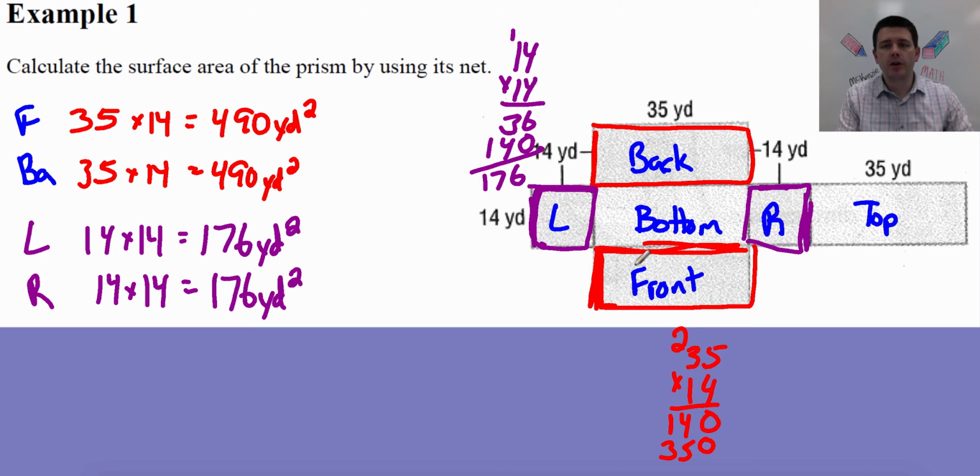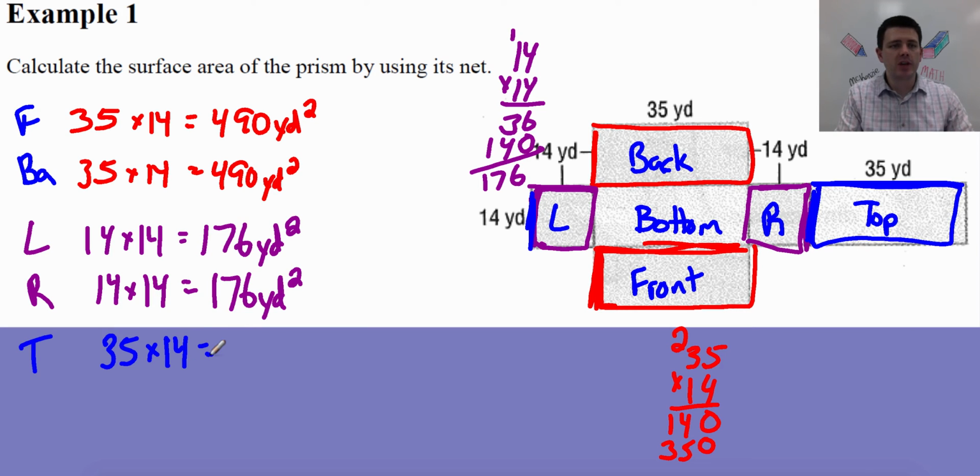So I've done the front and back. I've done the left and right. Now I'm going to do the top and the bottom. So start with the top over here. Here's my rectangle. It's got a base of 35. It has a height. This measurement here is the same as this one here, is the same as this one here, which is the same as this one here. They're all 14. So this one's 35 by 14, the same as my front and back. So it's 490 yards squared.